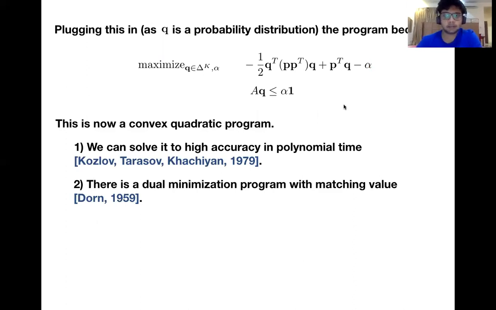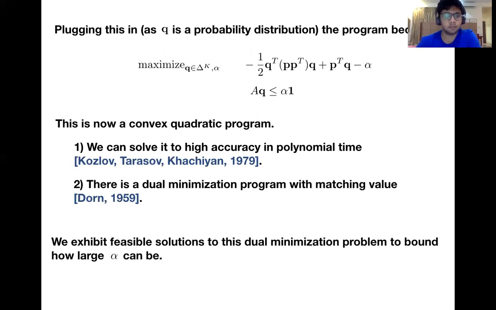And now we see that this is essentially a convex quadratic program, and we can solve it in polynomial time to high accuracy. And also we know some results that there's a dual minimization program with a matching value. So our strategy here to prove the theorem is to exhibit feasible solutions to this dual minimization problem. And that way we can bound the value of alpha.